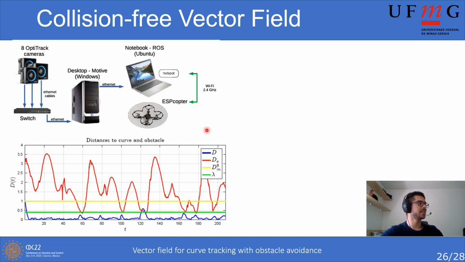In this last experiment, this was the setup that we used in order to control the low-cost drone, where the localization was provided by a set of OptiTrack cameras. And the behavior of following the curve and avoiding the obstacle with this graph is very similar to the previously shown UAV quadcopter simulation.